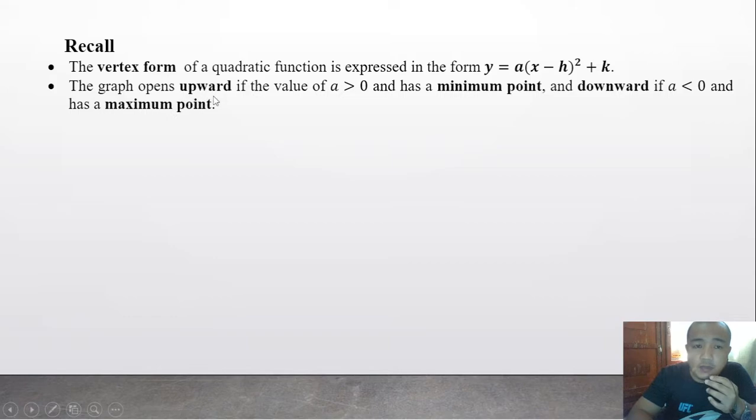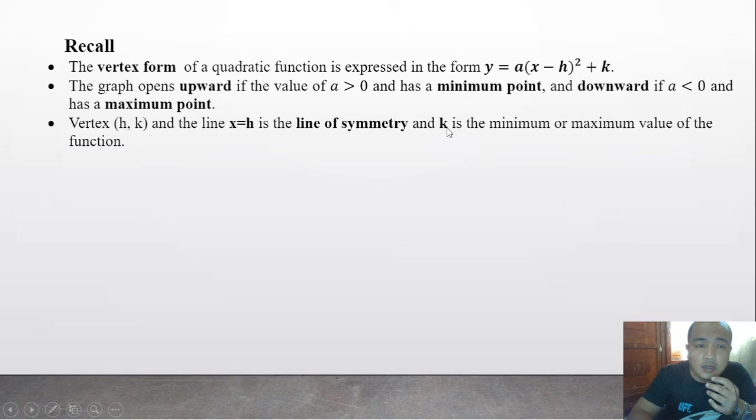The graph opens upward if the value of a is greater than 0, or if a is positive, then the graph opens upward and has a minimum point. And the graph opens downward if a is less than 0 and has a maximum point.